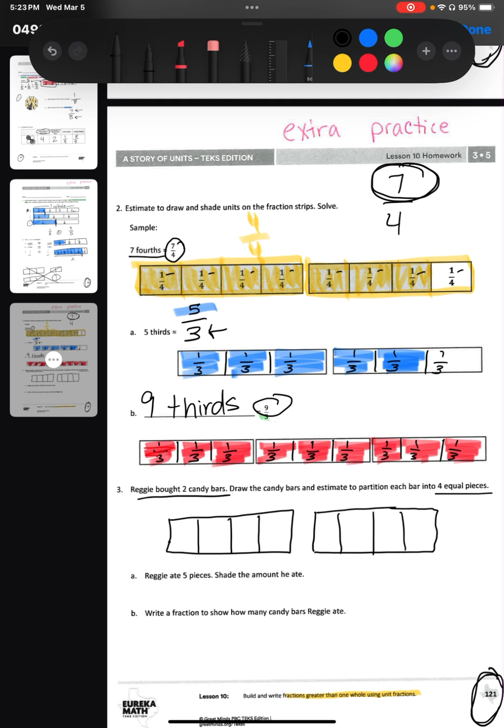The next thing we're going to do is label the value of each section. Each section represents 1/4 of the whole candy bar.